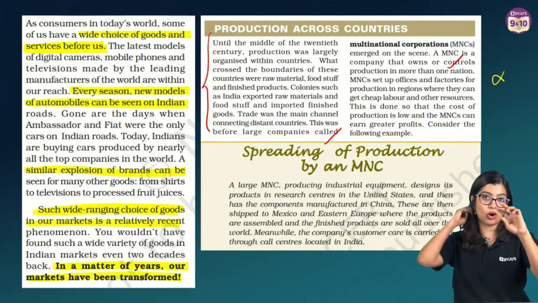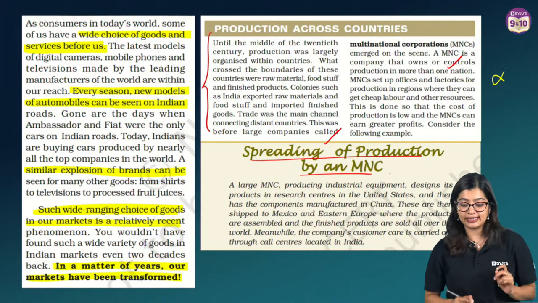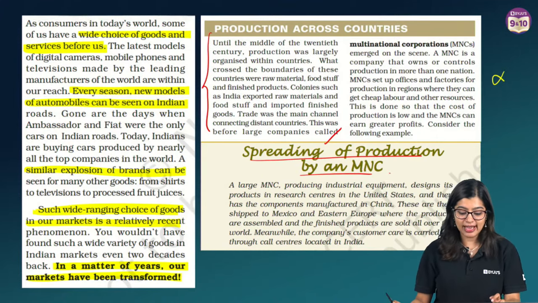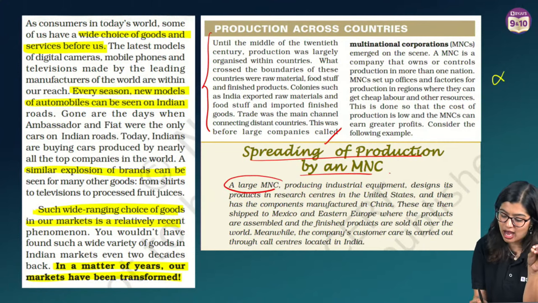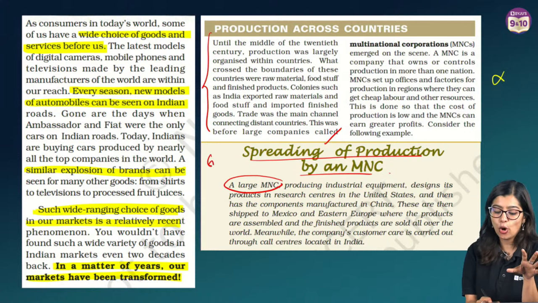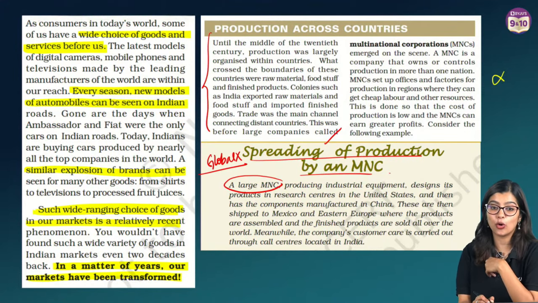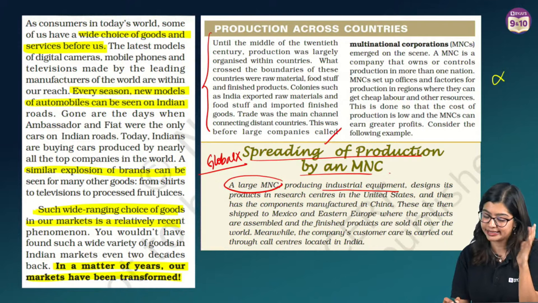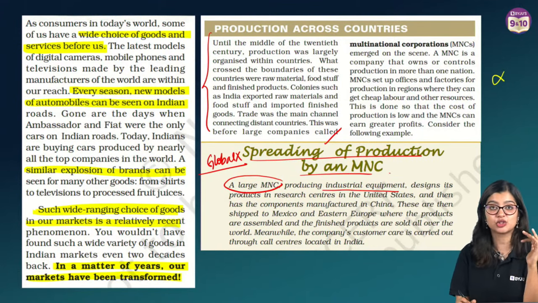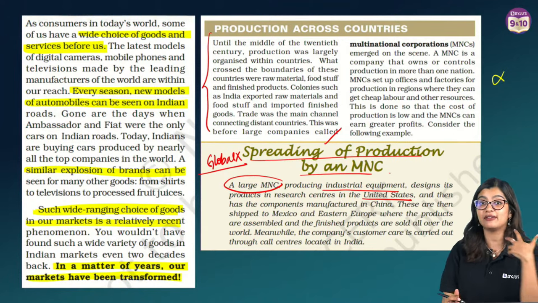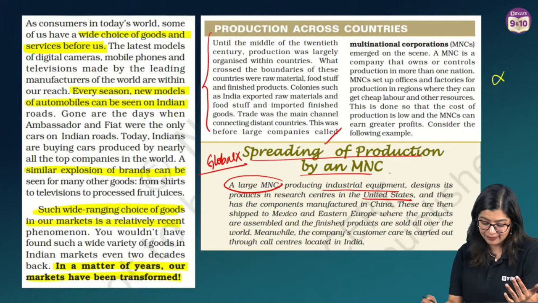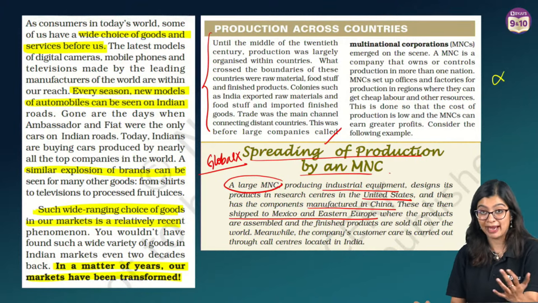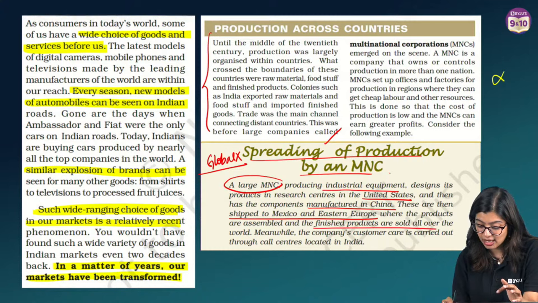Now, here I would like to take up a topic on how the spreading of production has happened. How is it that MNCs are able to set up offices or own and control production in different parts? That's where this example comes into the picture. Let's assume that there's a large MNC. Let's call this Global X. So Global X is an MNC which is owned by me, right? Global X is responsible for producing industrial equipment, design, and so forth. The research bit of it is happening in the United States. Because I'm dealing with industrial equipment, like big machines, I need to manufacture them. So manufacturing is happening in China. Then after it's manufactured in China, it is getting shipped to Mexico and Eastern Europe. And finally, the finished products are sold all over.